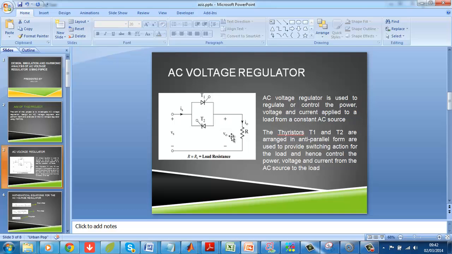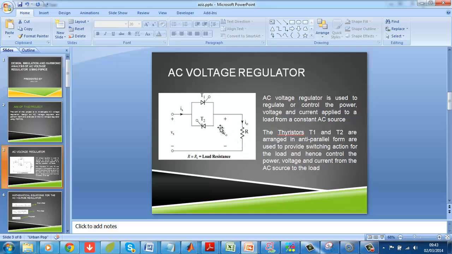Now, the output voltage here is not a constant voltage. It's going to be changing. It's going to be controlled by these thyristors here. So that is what we mean by AC voltage regulation. We have AC input, constant AC input, but the output is a variable output. That means the output is changing. The output is controlled. The output is regulated. This is the meaning of AC voltage regulation.